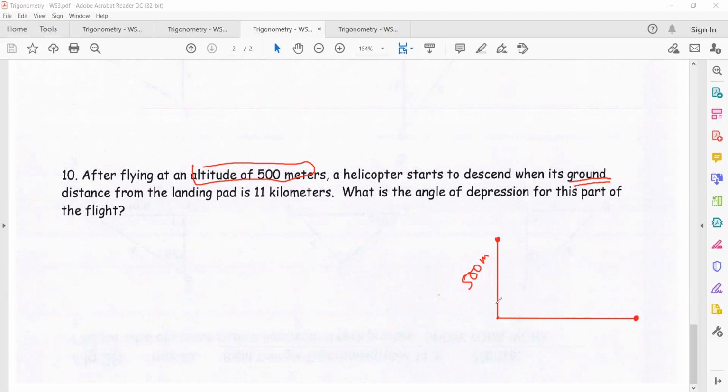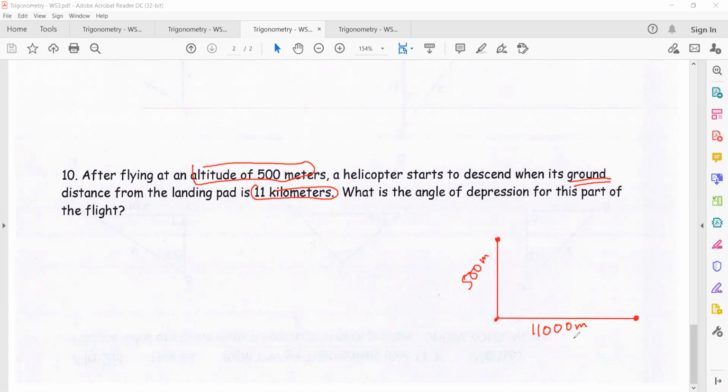So ground distance will be just dropped from the height here to the landing pad. This ground distance is 11 kilometers. Now look here, 11 kilometers, 500 meters. We cannot have two kinds of units. So we will convert 11 kilometers into meters. It will be 11,000 meters, right? Because we have one unit as meter, the other unit I cannot take as kilometer. Either I have to change this into kilometer or I have to change this into meter. So I am doing this one. This is easier for me.